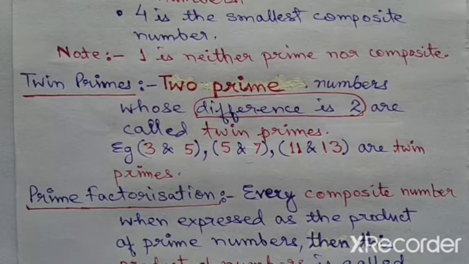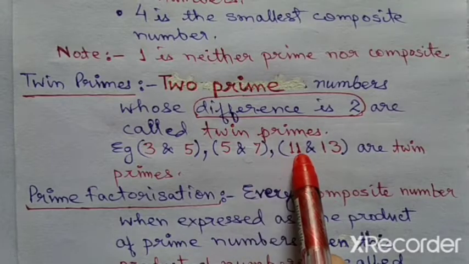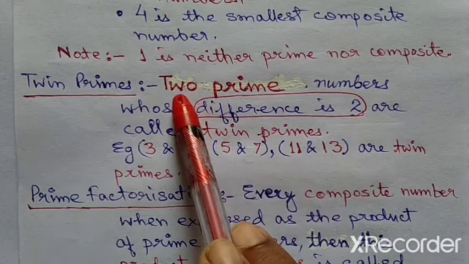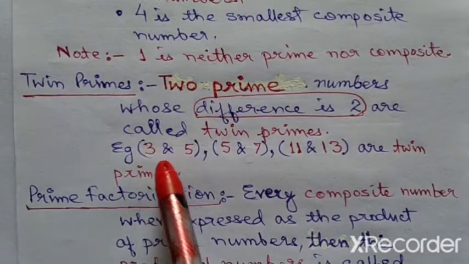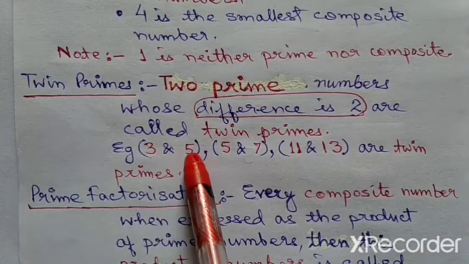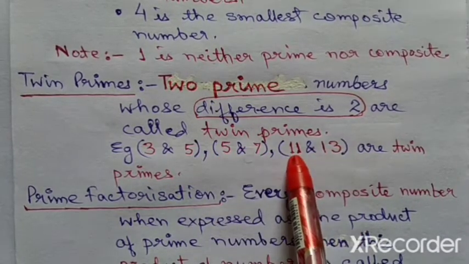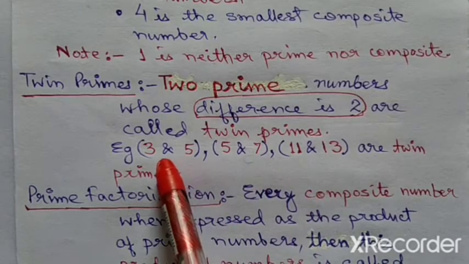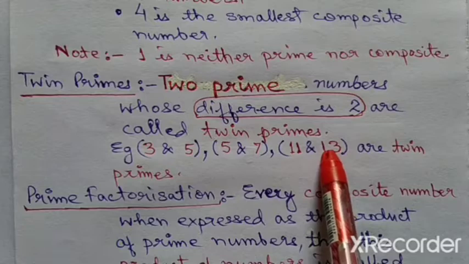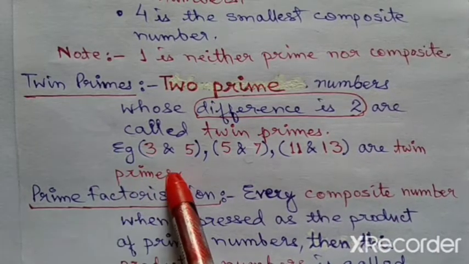Next pair, 5 and 7, then 11 and 13. In each pair, how many prime numbers are we taking? Two prime numbers, and the difference between these two prime numbers is 2. Then 7 minus 5 is again 2, 13 minus 11 is again 2. So everywhere the difference is 2. That is why all these pairs of prime numbers are called twin primes.